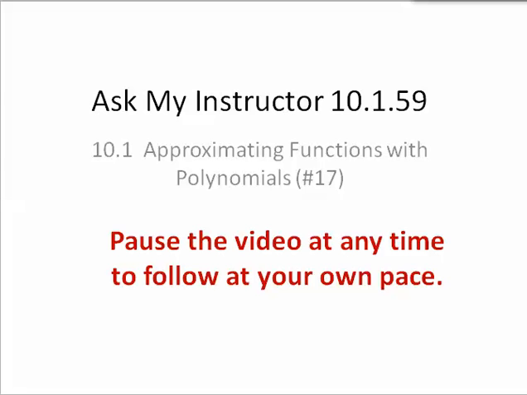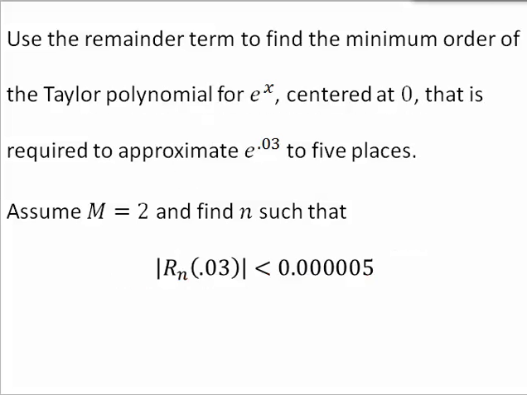Ask My Instructor 10.1.59. Use the remainder term to find the minimum order of the Taylor polynomial for e to the x centered at 0 that is required to approximate e to the 0.03 to 5 places. Assume capital M equals 2 and find n such that the absolute value of the remainder term will be less than this number.